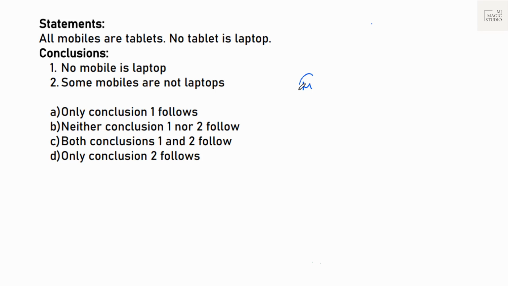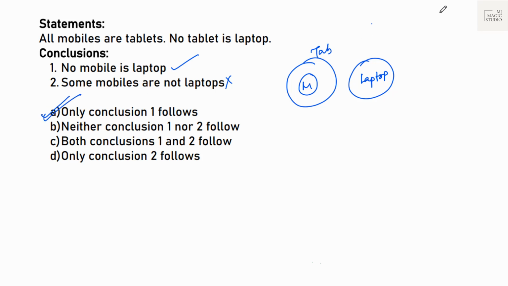All mobiles are tablets, and no tablet is laptop. So no mobile is laptop, correct? Some mobiles are not laptops? No, not a single mobile is laptop, because mobiles are tablets and tablets are not laptops. Some mobiles are not laptops doesn't make any sense. We know that no mobile is laptop. Only conclusion 1 should follow.